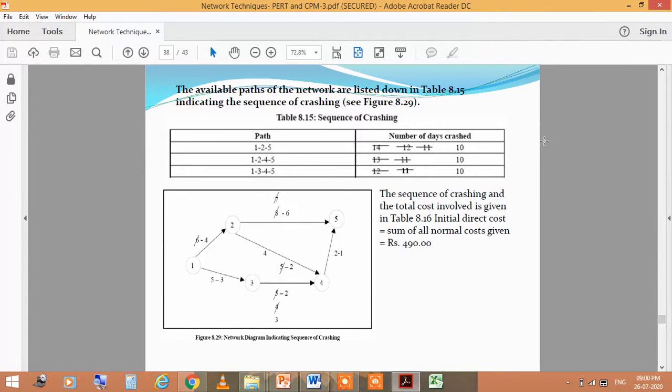Now the available paths of the network are listed, which you can see in this table, indicating the sequence of crashing. Okay, so you see that this is the path 1 to 2 and 2 to 5. The number of days to crash is 10. This table shows the sequence of crashing and the total cost involved. Indirect cost equals the sum of all normal costs given, equal to rupees 490, right? So this is the network diagram indicating the sequence of crashing.